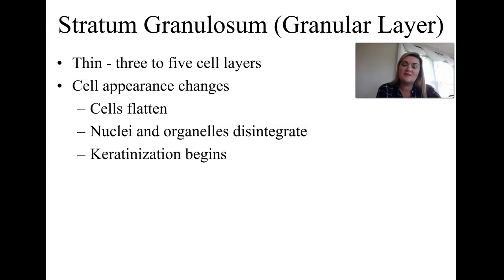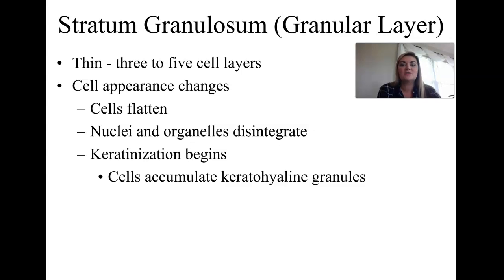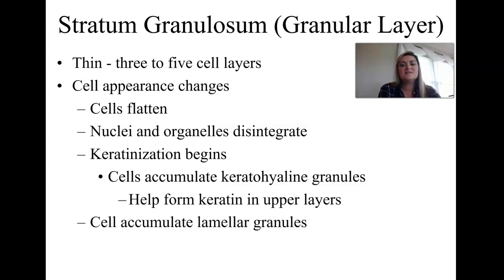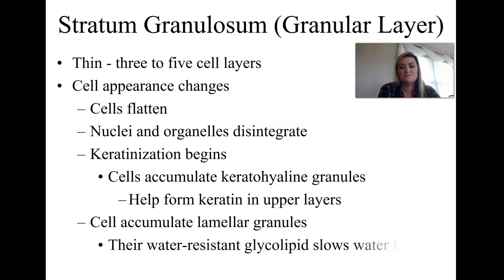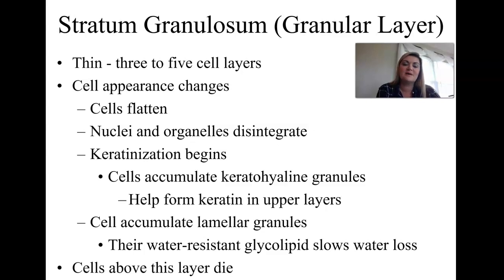The keratinization is definitely going to begin, so you see lots more of those keratin fibers being produced. The cells are going to accumulate what's referred to as keratohyalin granules. They're going to help form the keratin in the upper layers, and then the cell's going to accumulate lamellar granules. Their job is to become water resistant. They use what's referred to as a glycolipid to slow water loss. Now, we lose water constantly through our skin, but this helps slow some of that water loss. And cells above this layer are going to start to die, because they are going to be too far away from the dermal capillaries.